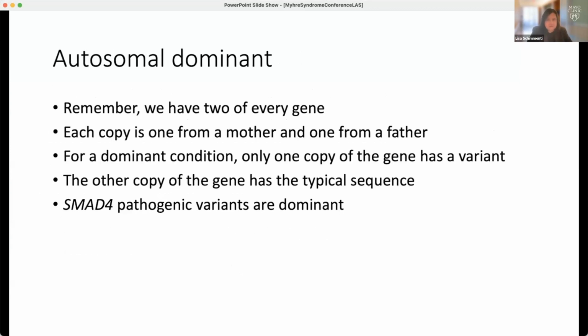So this is also what we call an autosomal dominant condition. We have 2 of every gene, one from our mother and one from our father. And in a dominant condition, only one copy of the gene has a variant. The other copy of the gene has a typical sequence. And so SMAD4 variants are dominant, meaning you only need one copy of the gene to have the condition. And then, by extension, individuals who have a SMAD4 variant and have had children have a 50% chance of passing this variant to their children.